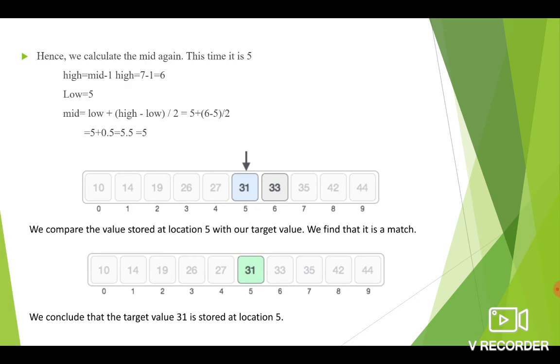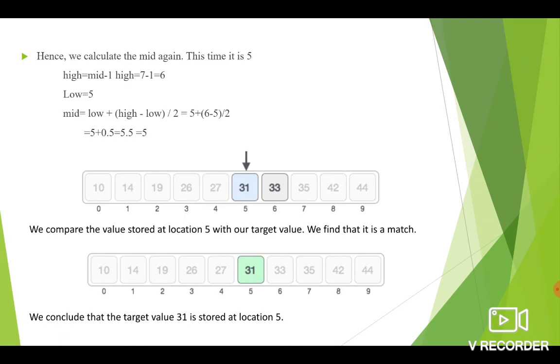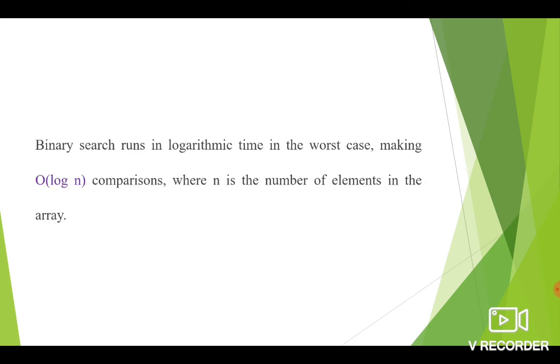So this is our middle element. It is checked with our target element. Since the target element matches the middle element, we find that it is a match. And we conclude that the target value 31 is stored at location 5. So this is what happens in binary search.